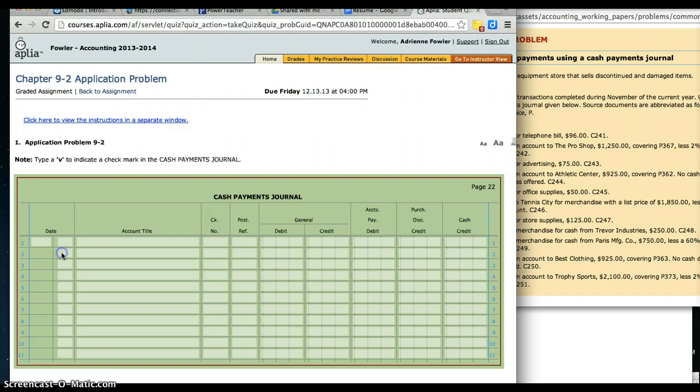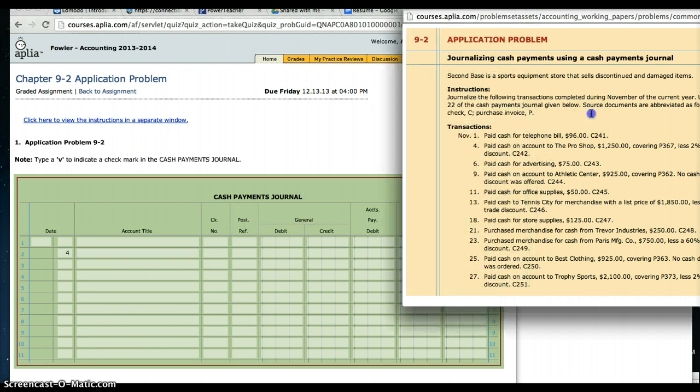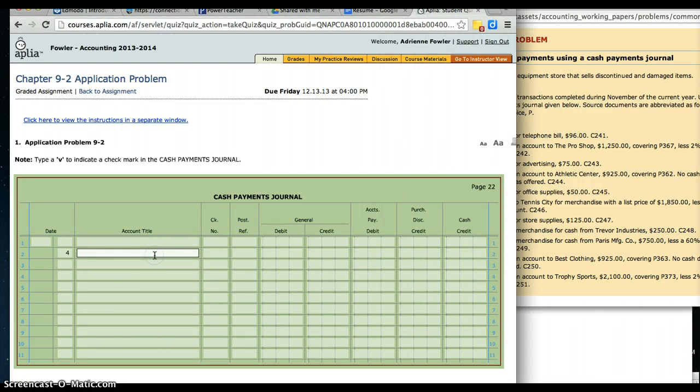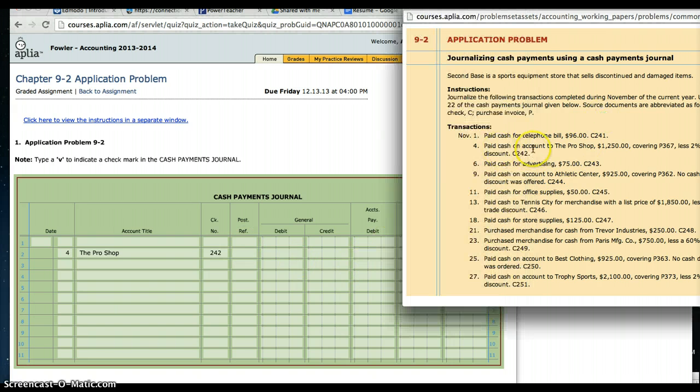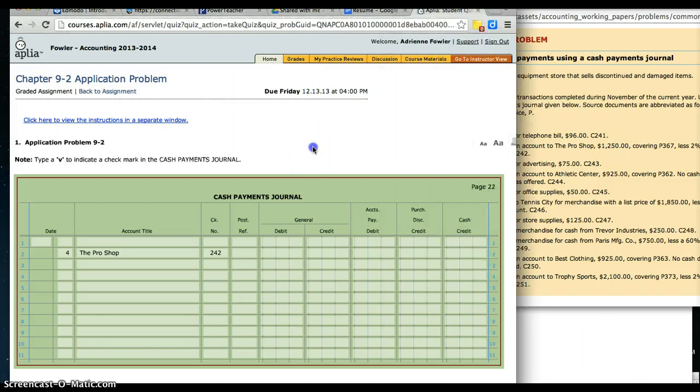So I am going to put the date, the 4th, and then because we already have a column that is specifically for accounts payable, the only thing we need to do is write the pro shop in the title, and we need to put the check number, which is 242, and then we are going to debit accounts payable by the entire amount that is owed, which is $12.50.